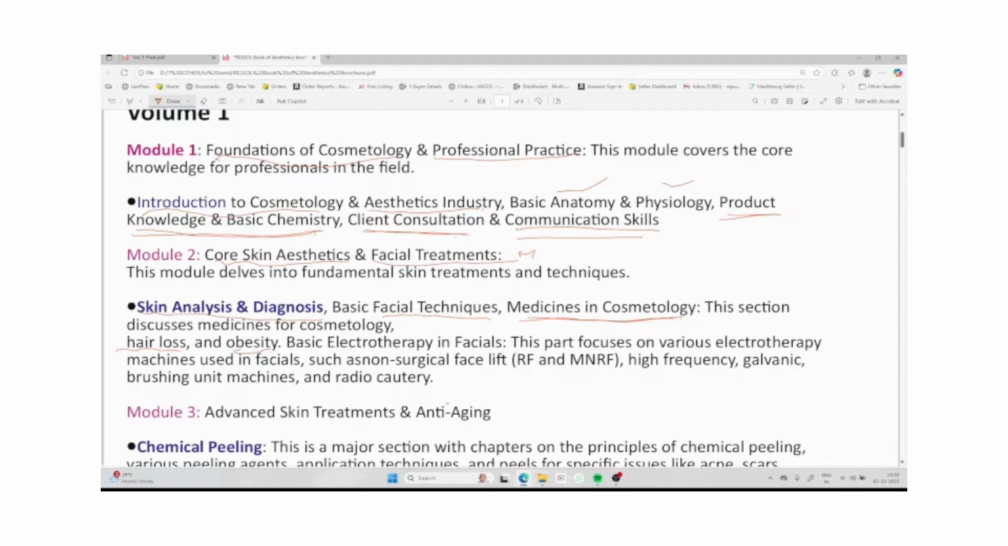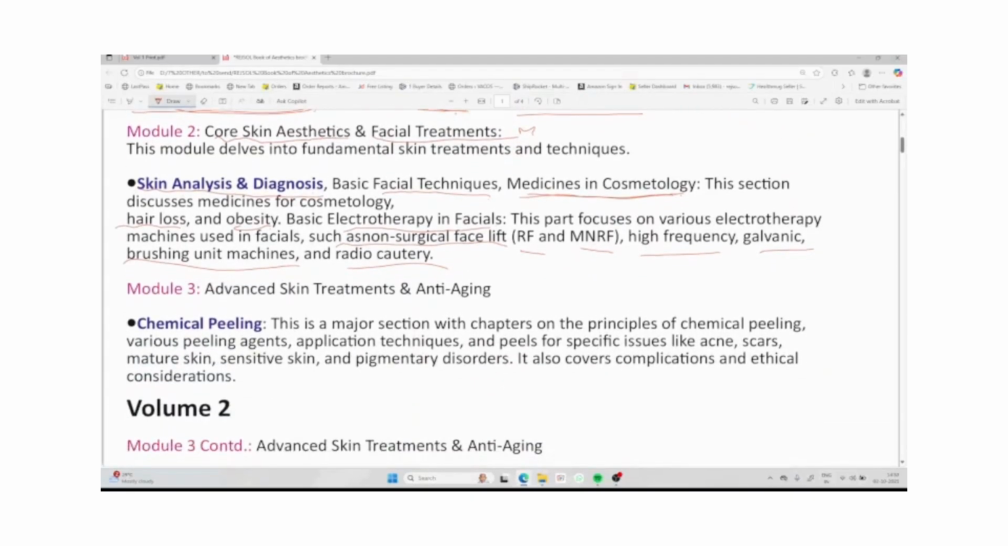The basic techniques in this module are electropathy in facials and non-surgical facelift, RF and MRF, high frequency, galvanic, brushing unit machines and radio cutting. So the basic tools or the basic treatments are there in this module 2.